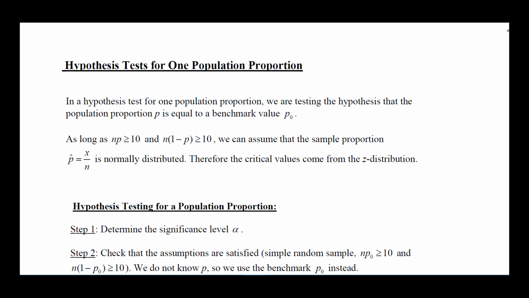Remember, as long as n times the population proportion and n times 1 minus the population proportion, so the complement, are both at least 10, it's generally safe to assume that the sampling distribution of the sample proportion, the set of all the possible sample proportions of a fixed size, p hat, is normally distributed. And so in this case, we're going to take our critical values from the z distribution, or the normal curve distribution.